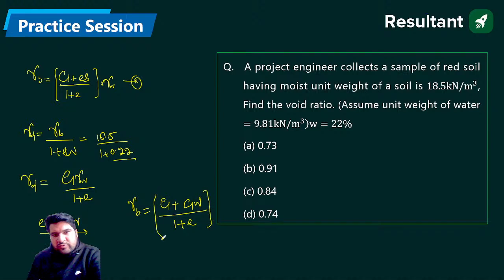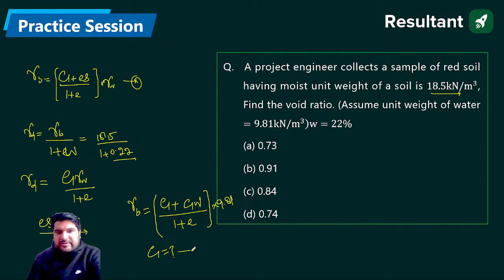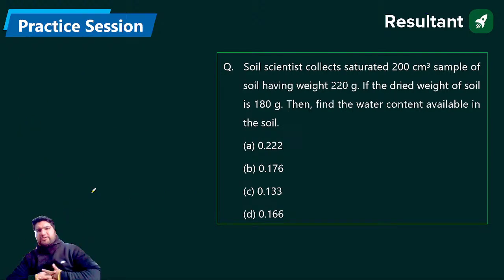Multiplied by gamma w, that is 9.81. So gamma bulk value is given as 18.5, and from this equation you can calculate the G value. After calculation of the G value, and of gamma d, that is 18.5 by 1 plus 0.22, you can put these values in the equation G gamma w by 1 plus e, and you will calculate the e value. This is easy. You can do this. Next question.